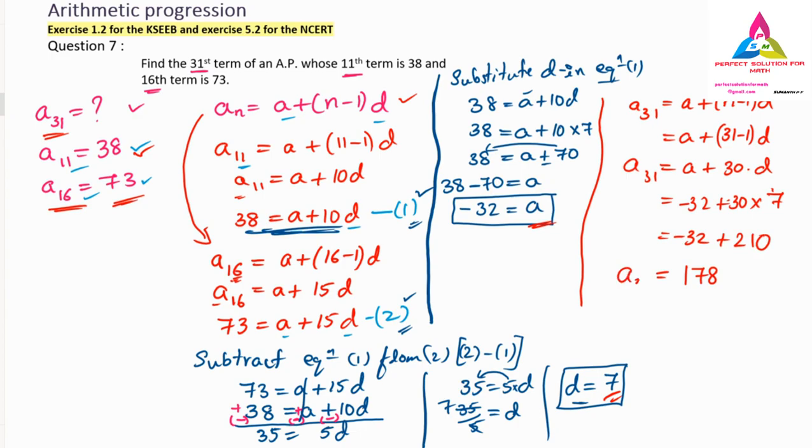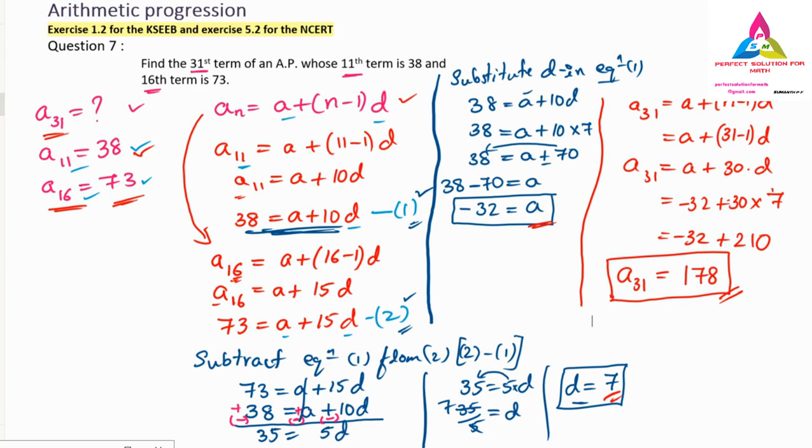And this is the final answer you required, that is a31 you found. So it is a simple part, but here one thing you have to remember correctly: if you don't know the values of a and d, you have to find them first, and then you can find whichever term they have asked to find.